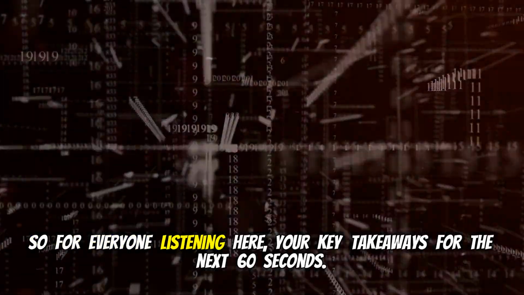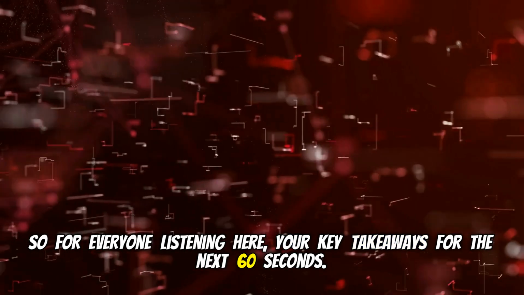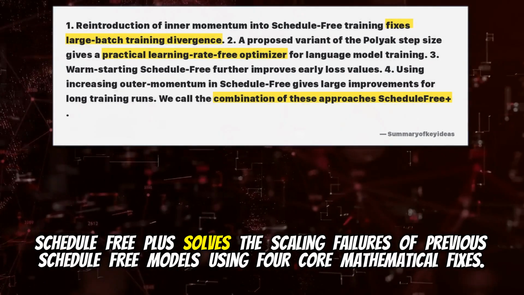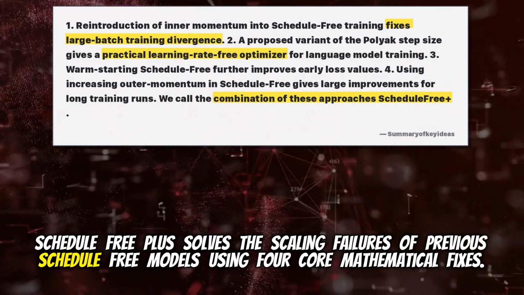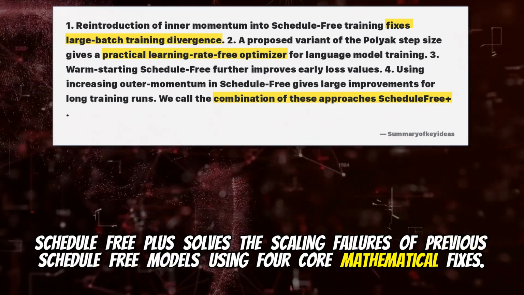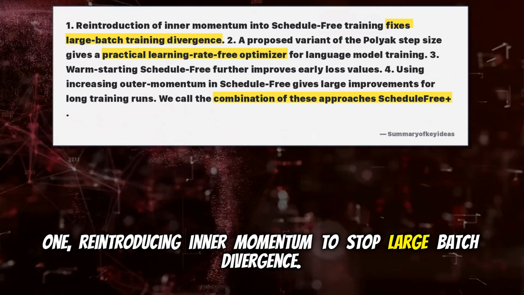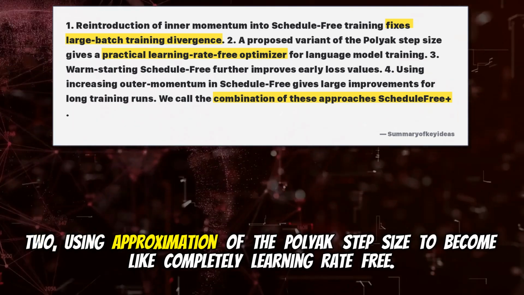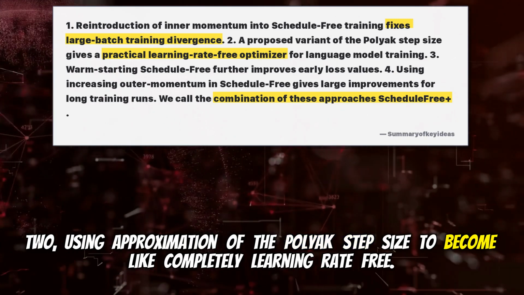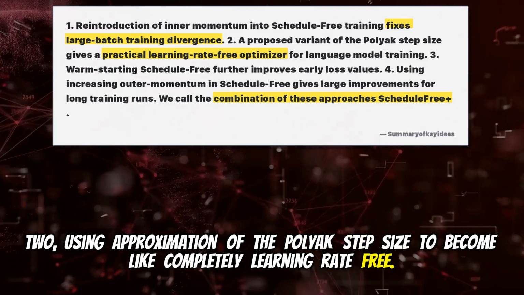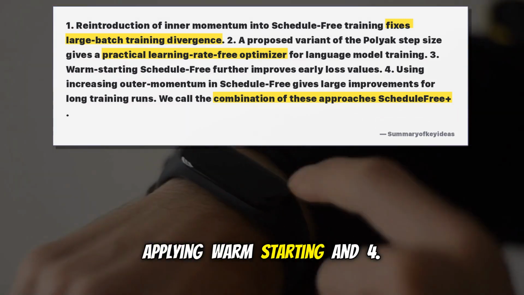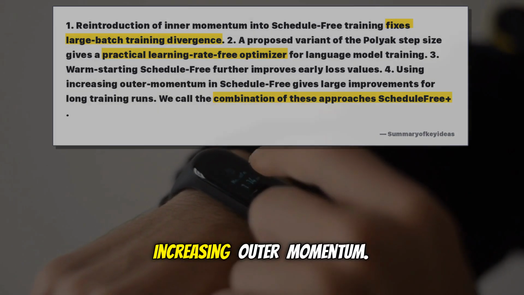So for everyone listening, here are your key takeaways for the next 60 seconds. Schedule-Free Plus solves the scaling failures of previous schedule-free models using 4 core mathematical fixes. 1, reintroducing inner momentum to stop large batch divergence. 2, using an approximation of the Polyak step size to become completely learning rate free. 3, applying warm starting. And 4, increasing outer momentum.